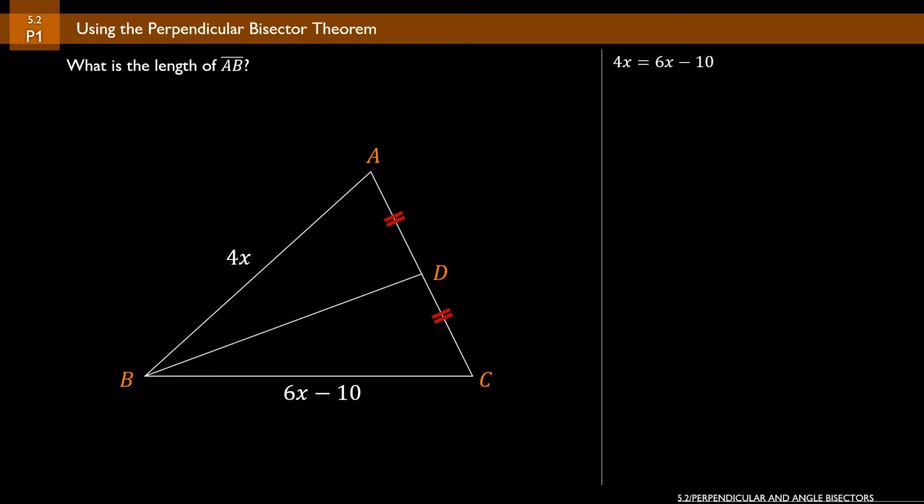So we can take the values 4x and 6x minus 10 and set them equal to each other, solve for x, we get x equals 5. Then we take that 5, put it back into one of those, so 4 times 5 is 20. So we know that segment AB is 20 units long.